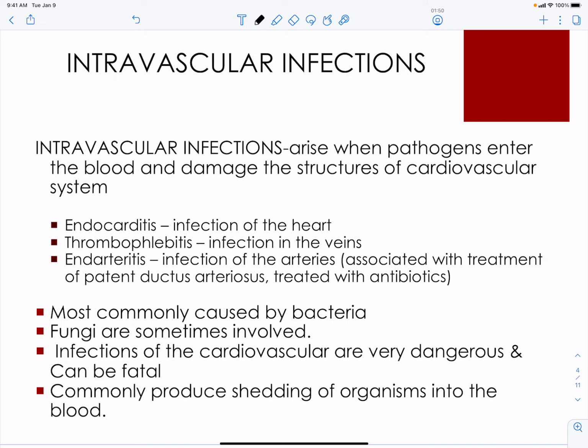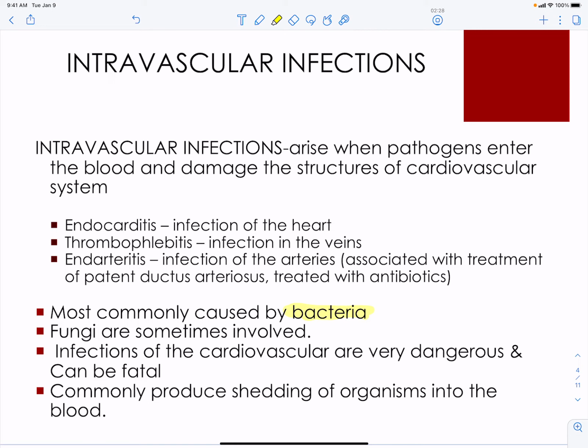So infections of the vasculature are when the pathogens enter the blood and then start to damage structures of our cardiovascular system. These can be infections of the heart, endocarditis, the veins, thrombophlebitis, and our arteries. These are most commonly going to be caused by our normal flora bacteria, our streps and our staph. Bacterial endocarditis was what it was called previously, but it is now known that other pathogens can cause endocarditis. So fungus can also be involved in these.